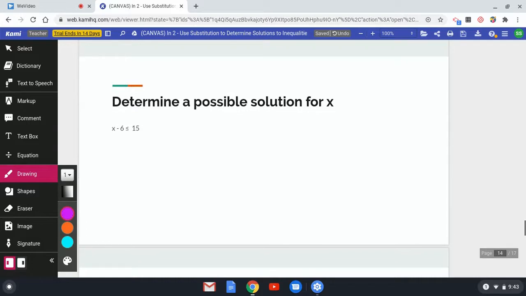So let's look at this one. A number, when I take 6 away from it, has to be less than or equal to 15. Okay, so what's a number that I could subtract 6 from and make it less than 15? I like to always check for 10 first just because it's easy. Is 10 minus 6 less than or equal to 15? Well, 10 minus 6 is 4. Is 4 less than or equal to 15? What else could make this true?